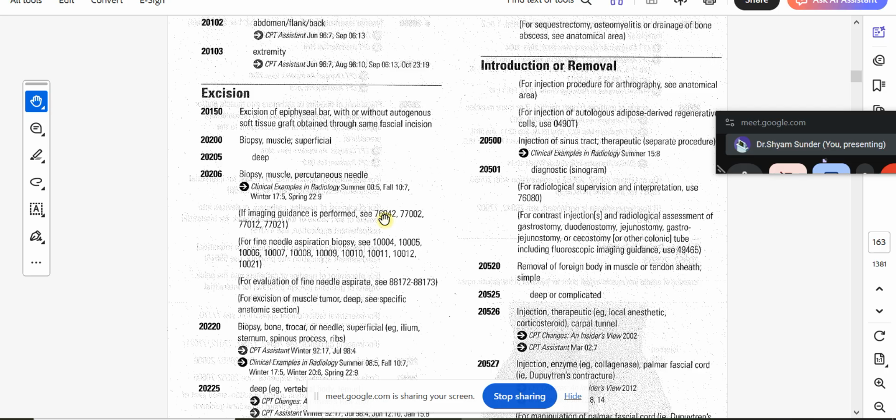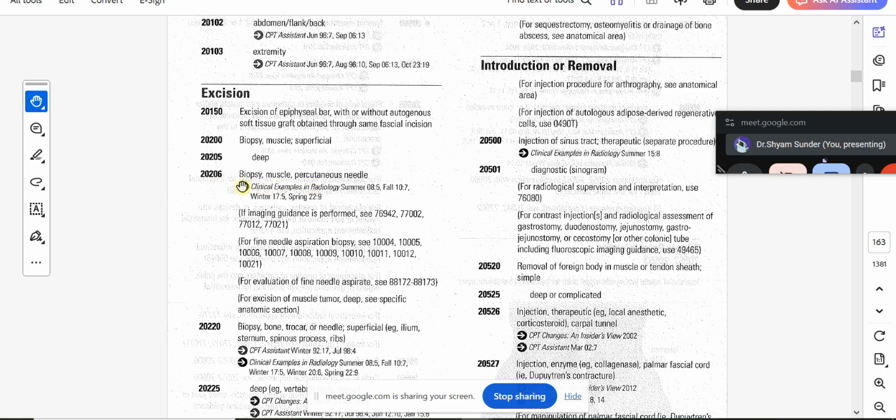So what do you call this procedure? FNA. FNA is FNAC, aspiration. This is biopsy, this is aspiration. Aspiration is drawing fluid with the help of a syringe. That is FNA. The A indicates aspiration. Biopsy means with a needle you're taking the tissue. That is the meaning of this 20206.